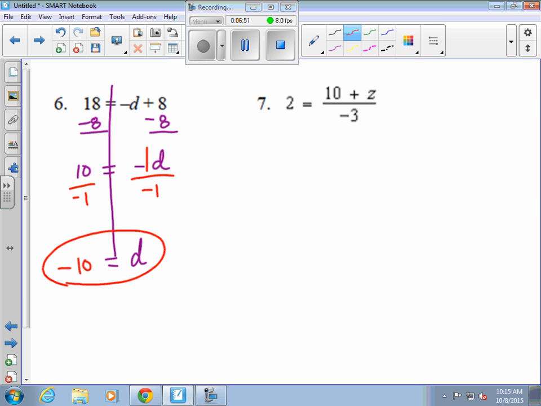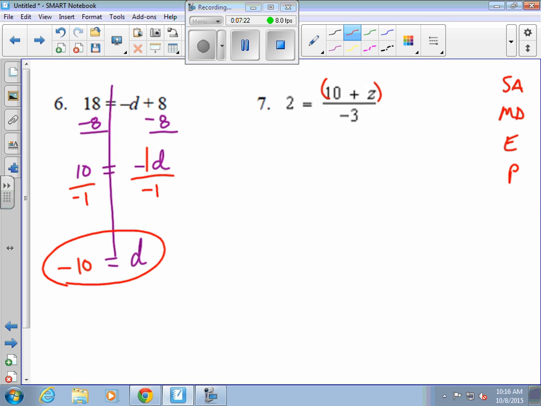2 is equal to 10 plus z divided by negative 3. Now, typically, we would work our order of operations backwards. We would do any subtraction and addition first before we do multiplication and division, then exponents, and then parentheses. But since there is a fraction bar right here, 10 plus z over negative 3, it acts like a grouping symbol around these two. So we can't undo plus 10 there.